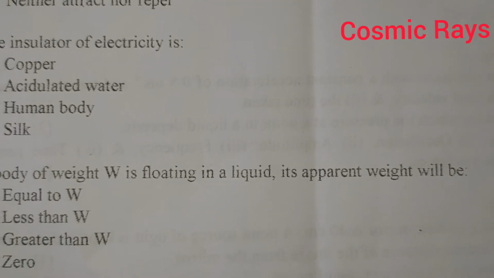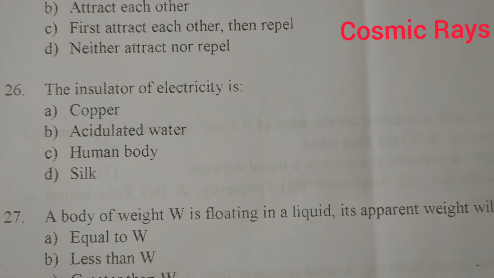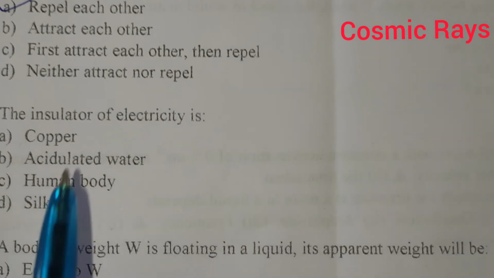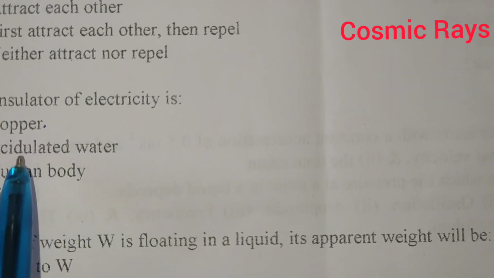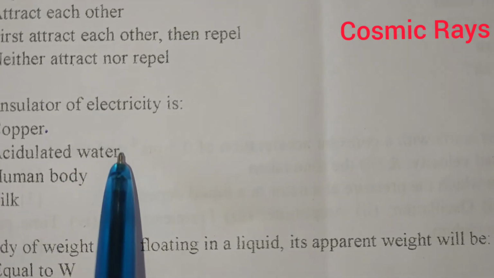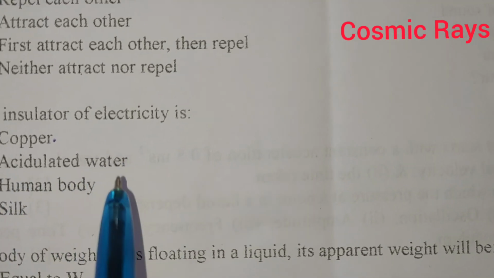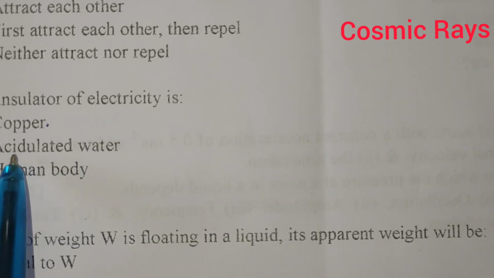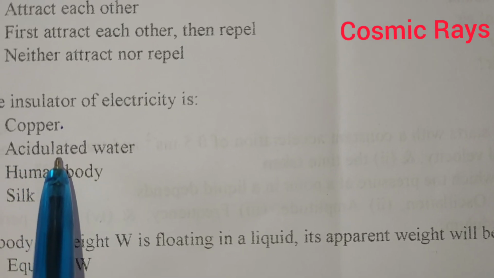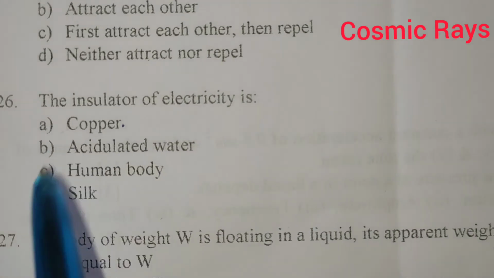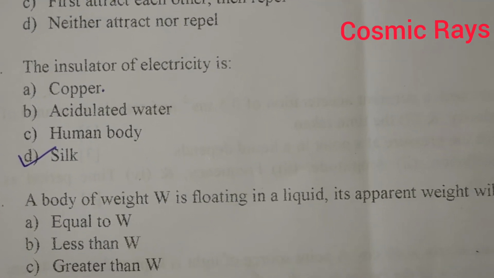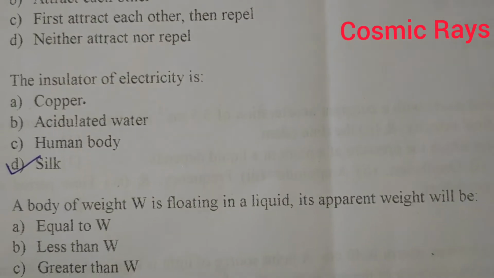The next question is based on conductor and insulator. It says the insulator of electricity is. Now looking at the options, copper is a conductor, acidulated water is also a conductor. Had it been plain water, then it would have been an insulator, but here they are talking about acidulated water, which is a conductor. Human body is a conductor. Silk happens to be an insulator.